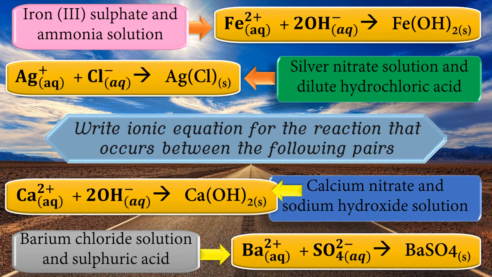And lastly, not the least, we have barium chloride solution and sulfuric acid. Barium chloride will provide the barium ions, and then sulfuric acid will provide the sulfate ions. Barium ions will react with the sulfate ions to form barium sulfate, which is a precipitate, solid.